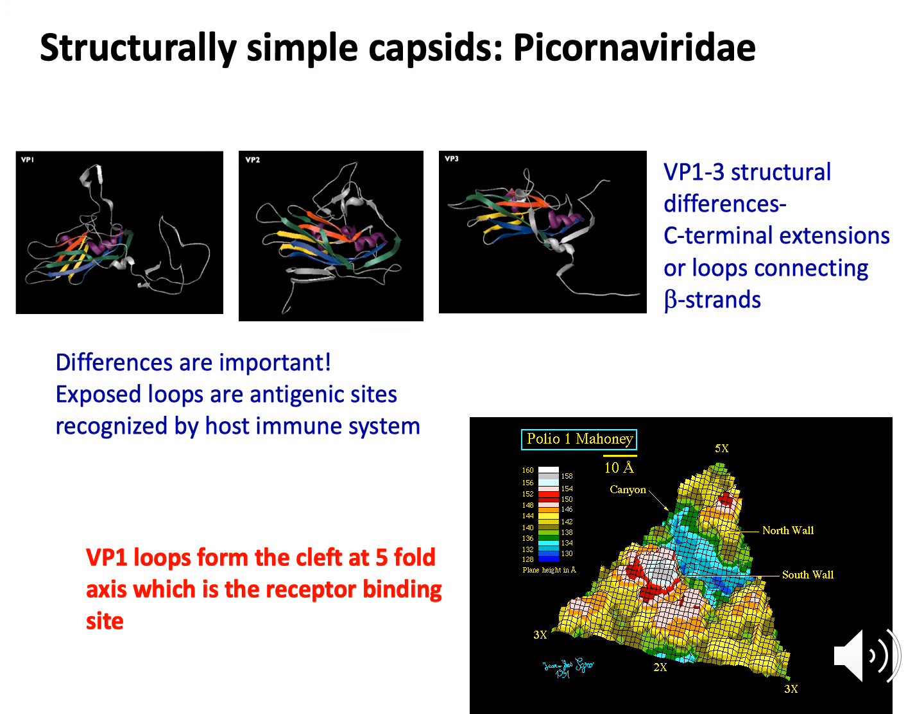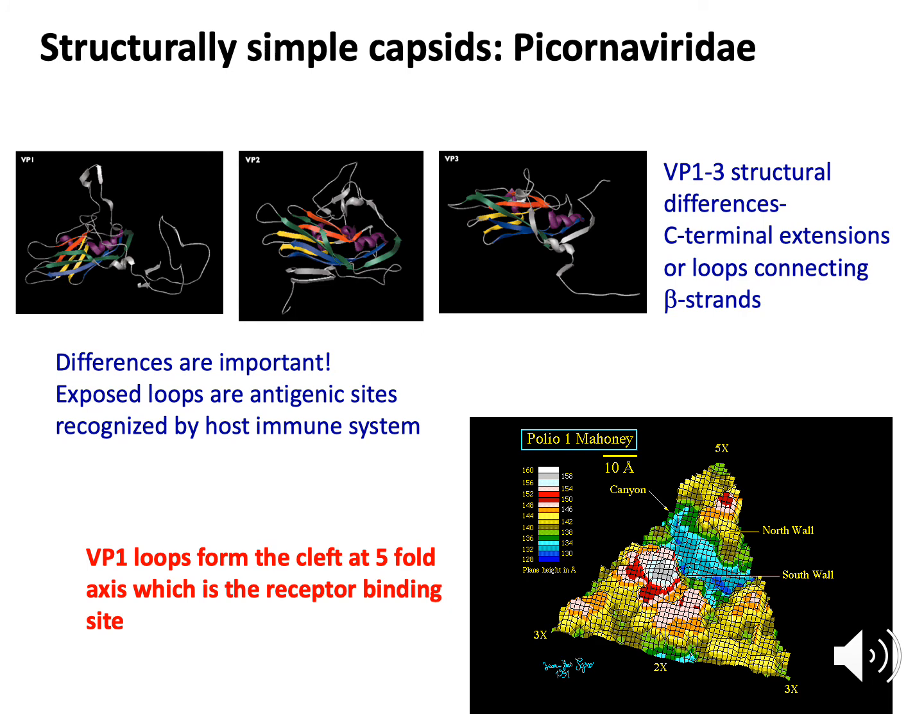And the loops on the surface of VP1, one of those three proteins. Remember, VP1, VP2, and VP3 help to form the shell. VP4 is inside. VP1 loops form a cleft at the five-fold axis of symmetry, which results in a structure that looks like a canyon.